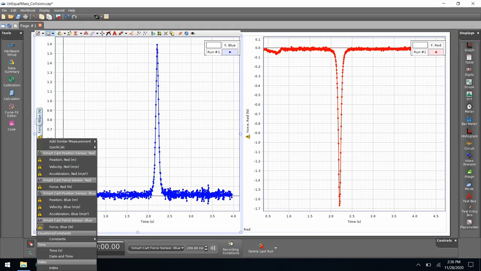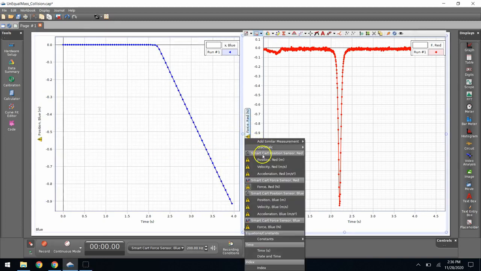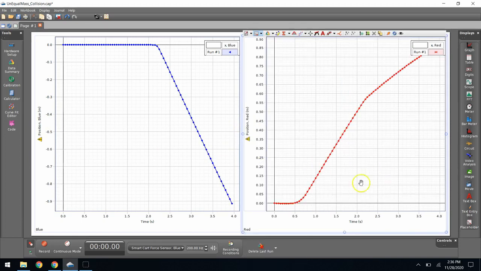I'm going to clean this up a little bit and switch this back to a position graph. So there's the position of the blue cart. I'm going to switch this back to the position of the red cart. You can see that the red cart starts moving at half a second, and then it moves at a constant velocity till just after 2 seconds. And then you'll notice right here that the line becomes less steep. That's the moment that it hits the blue cart. So it keeps moving forward after the collision, but it slows down due to colliding with the blue cart.